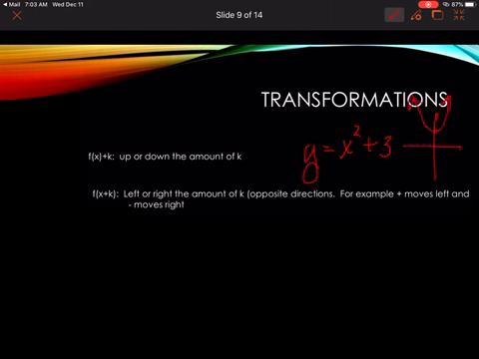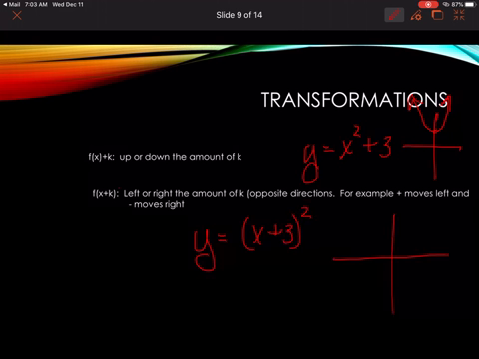And then we have the transformation. Now, if it's within the parentheses, we're moving left and right. So let's try this. y equals parentheses x plus 3 squared. That means I actually move it opposite. So since it's plus, I move it left. And it moves over like that. So within the parentheses, it's left and right, and it's opposite. Outside the parentheses, it's up and down.